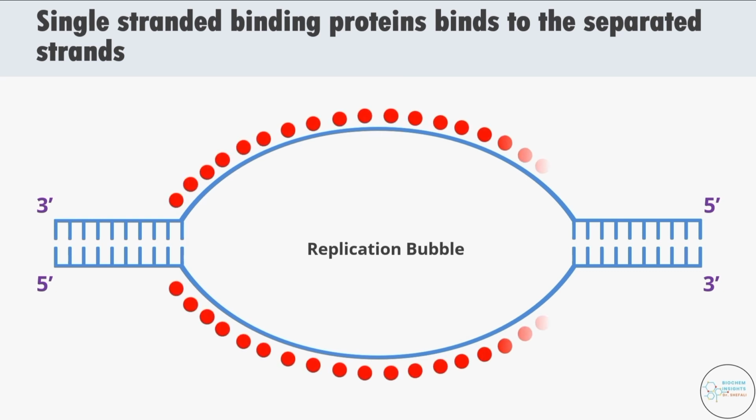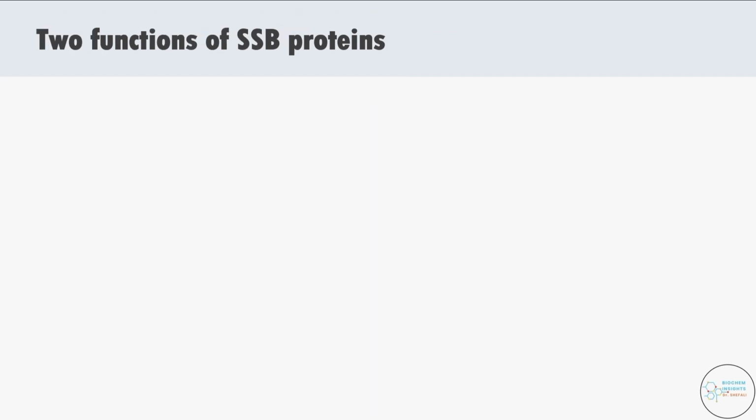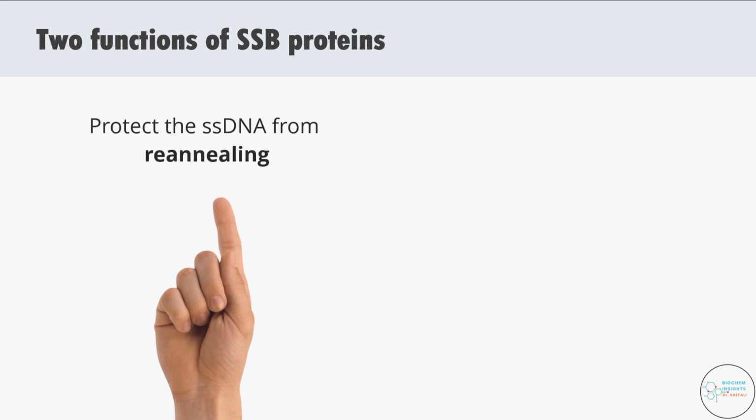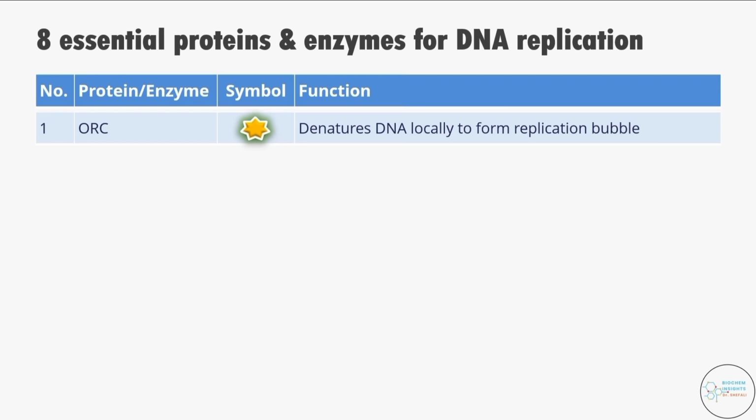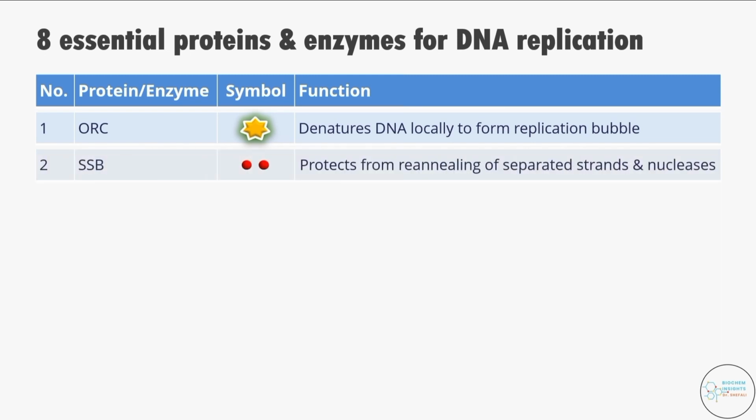So, another protein named single-stranded binding proteins binds to both the strands and performs two functions. First, they prevent the single strands from reannealing, and second, they protect them from nucleases. Now, how do the nucleases harm the strands? By trying to break the phosphodiester bonds of single-stranded DNA. So what do these single-stranded binding proteins do? They act as a barrier and protect the single strands from reannealing and from exonucleases and endonucleases. So adding single-stranded binding proteins to the list, their function is that they protect the separated strands from reannealing and nucleases.